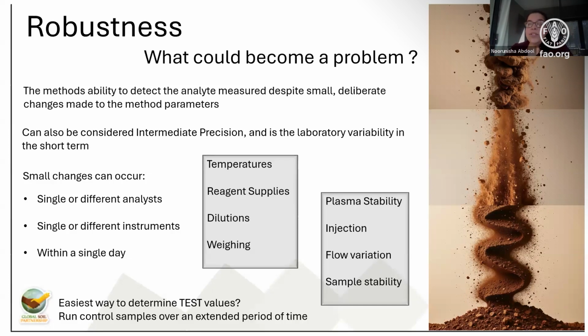Okay, the easiest way to determine your robustness is that control sample that we all learned how to make. Run that sample over and over and over again, at least once a day, at least 2 or 3 times a week. And then gather all of this data so that you can interpret it at a later stage.